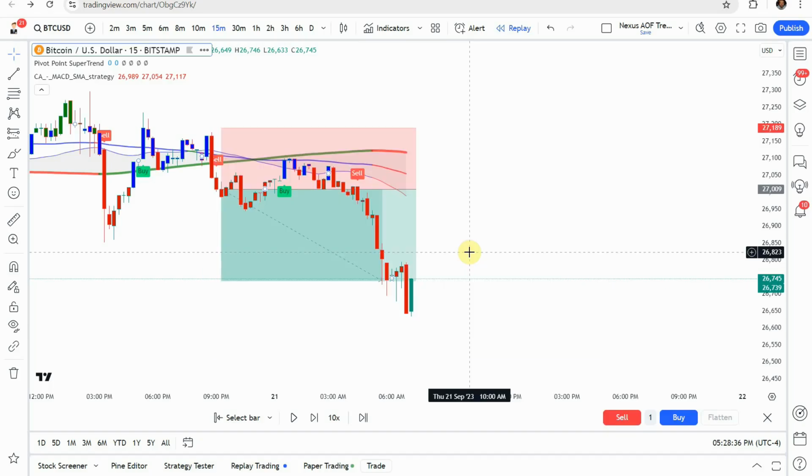Alright, so let's go ahead and go over the numbers on the strategy. So we did the 50 trade test like we normally do. Out of those 50 trades, we got 18 winning trades and 32 losing trades. It's going to put it at a 36% win rate.